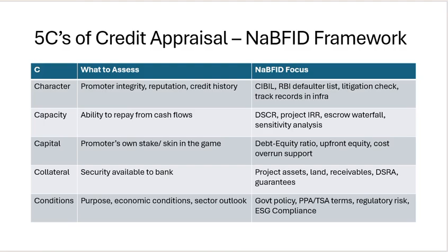Collateral is the most important thing, because once a default happens, that is the security available to the bank, and the bank can sell that collateral and recover the money it invested. These include the project assets, land, receivables, the DSRA (debt service reserve account), and the guarantee or the major maintenance reserve account. These are what NaBFID focuses on, and they are the collaterals for the banks.